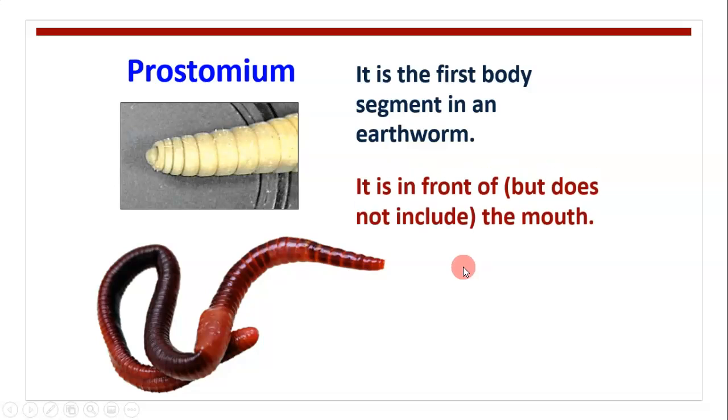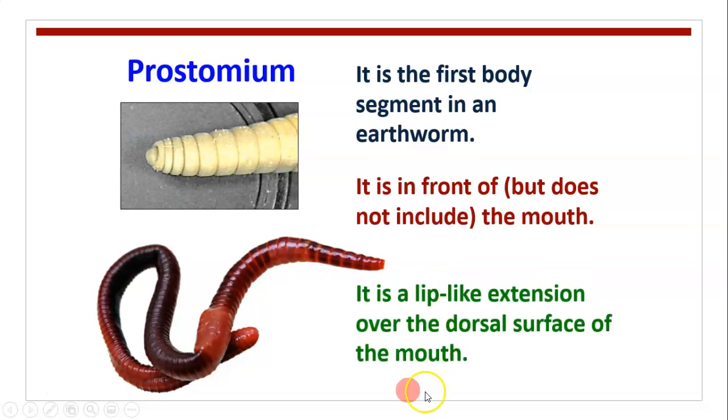Now it's in the front of the animal, so we'd say the anterior end, but it does not include the mouth, but it does sometimes cover it. It's like a lip-like extension over the dorsal surface of the mouth. And it's almost sensory in nature. They use it to sense vibrations to kind of navigate their world.